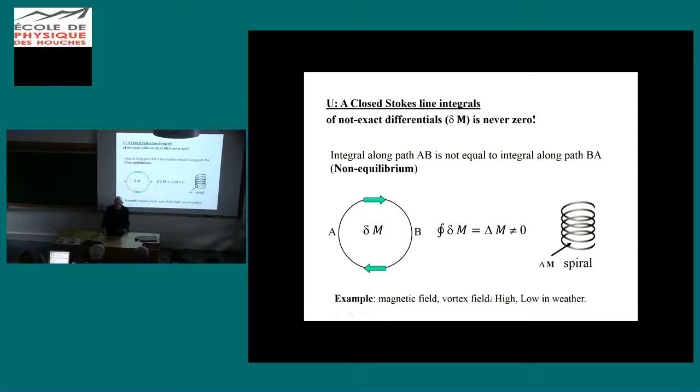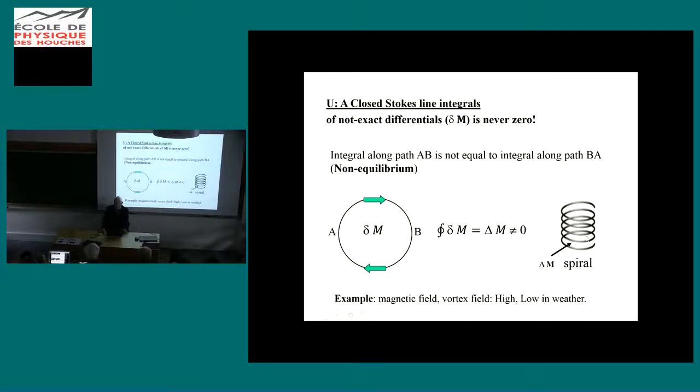A closed Stokes line integral of a not exact differential form is never 0. The integral from a to b is not equal to the integral from b to a. The closed integral of dm equals capital delta m, and that is not 0. Examples are magnetic fields or vortex fields, high or low in the weather. And these are actually spirals. Each turn brings it up by delta m, so closed Stokes integrals are spirals, like magnetic fields, for example, or vortex fields, or the weather.